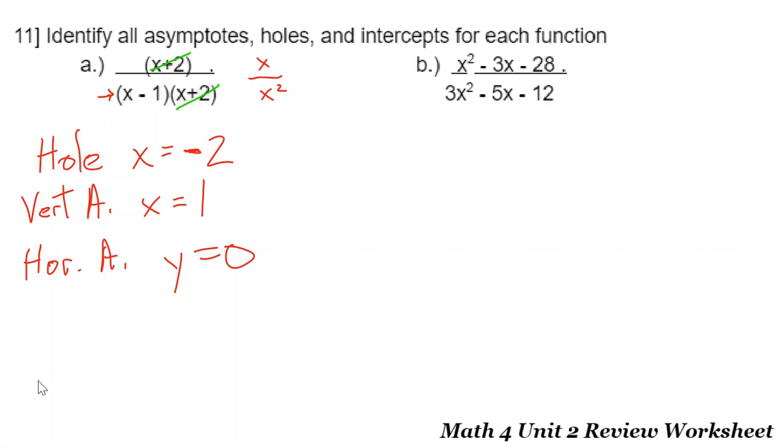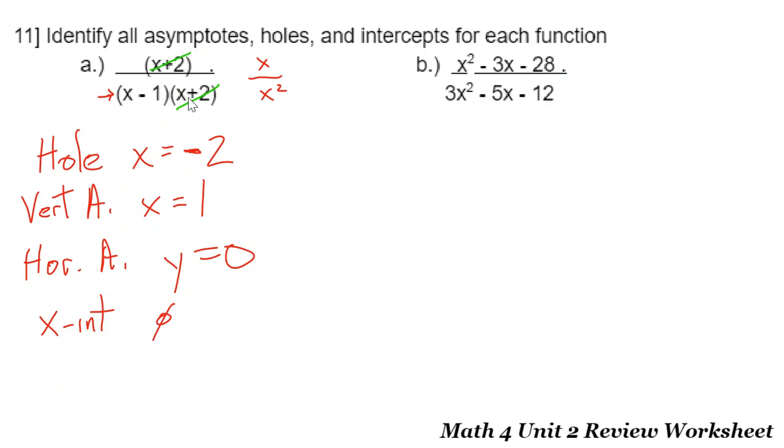Now, for the x-intercept, normally I would be looking at this x plus 2 on top and saying, oh, my x-intercept is -2. But there's already a hole there, which means life doesn't exist there. So I have nothing for my x-intercept.